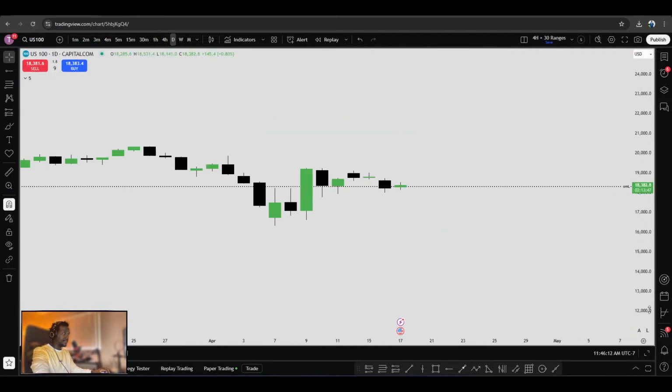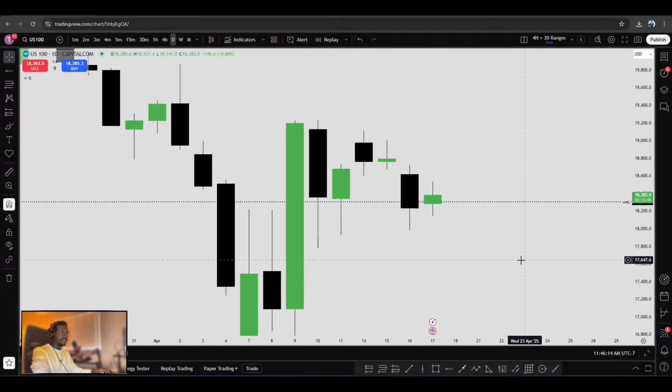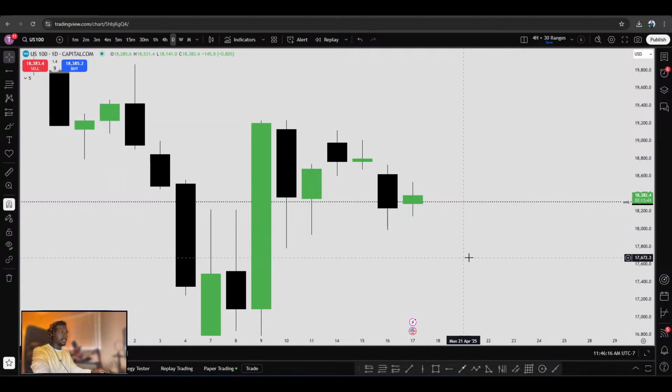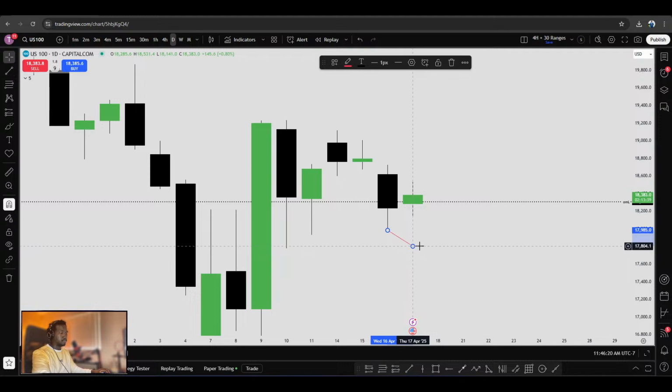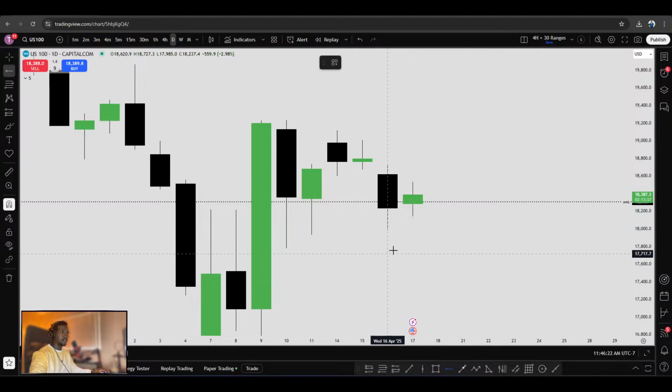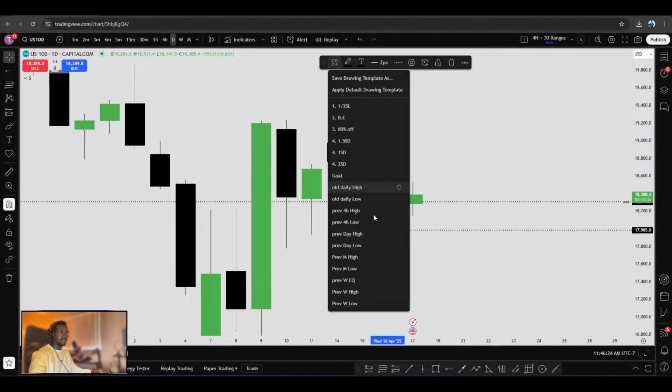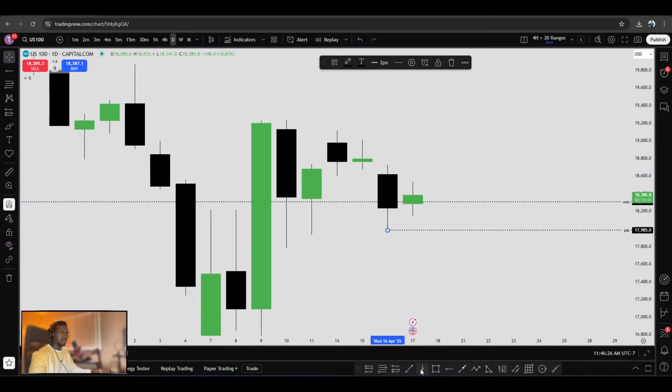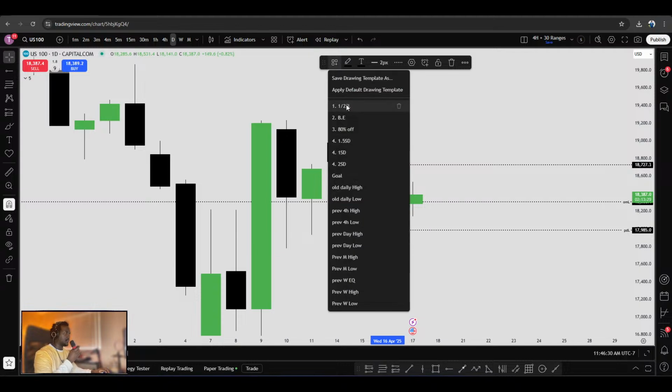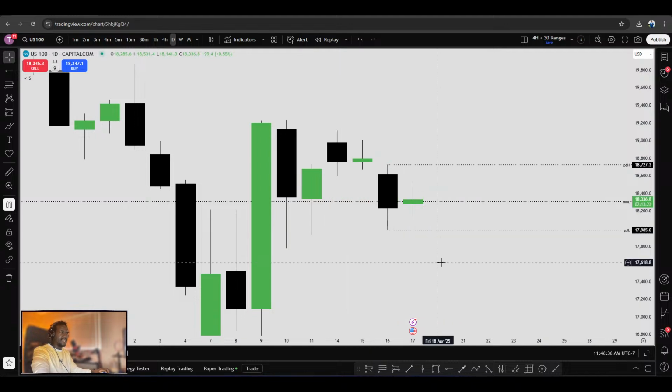But on the daily, we are in between yesterday's high and low. So I'm gonna mark this one previous day low, then I'm gonna do previous day high over here. I hope my sound is good. If it's not good, let me know. Previous day high right there.